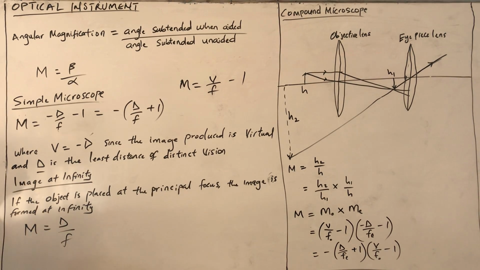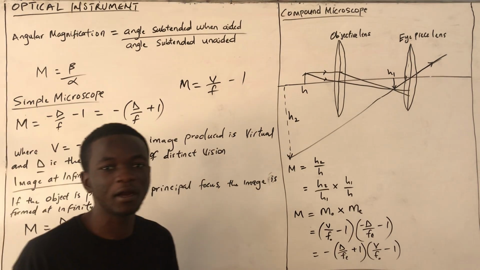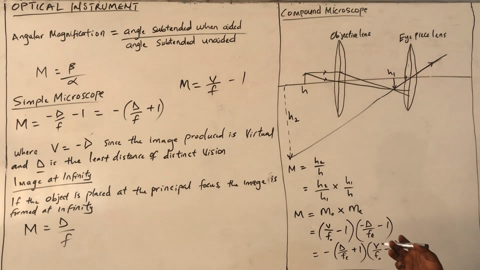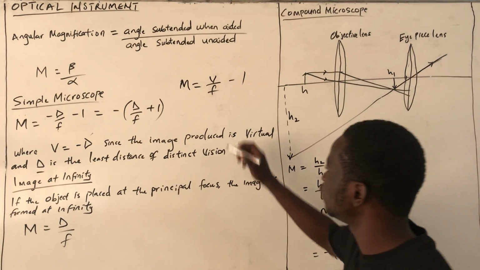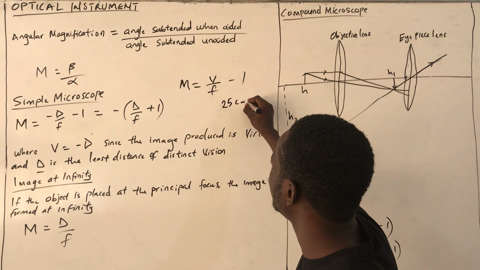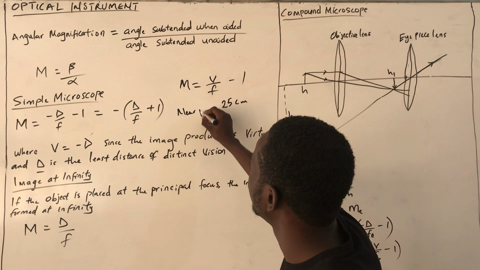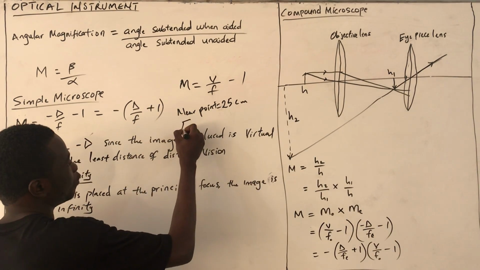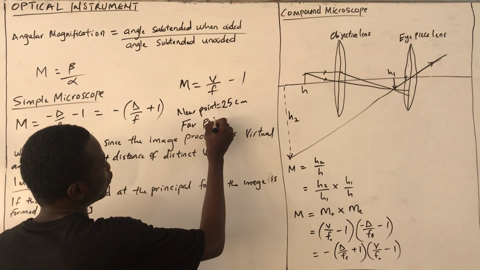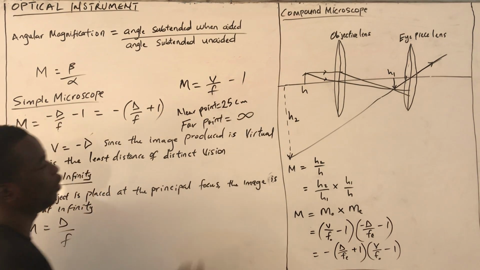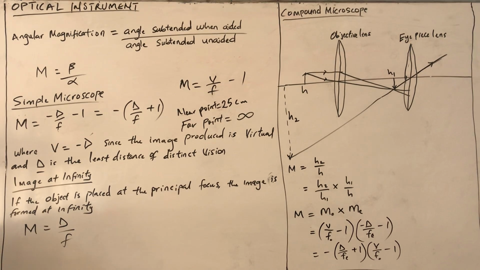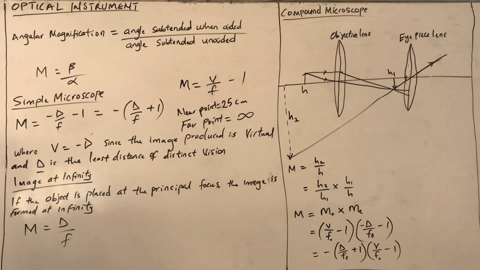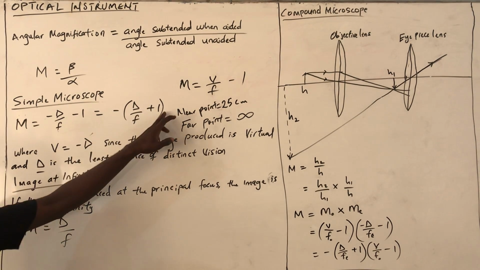Now we have what we call the near point and far point. The near point is just the least distance of distinct vision, and it is given as 25 centimeters. So the near point is 25 centimeters, and the far point is at infinity. So we use D as the least distance of distinct vision, and from this our magnification is this.